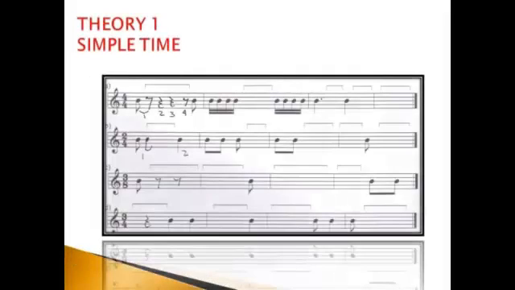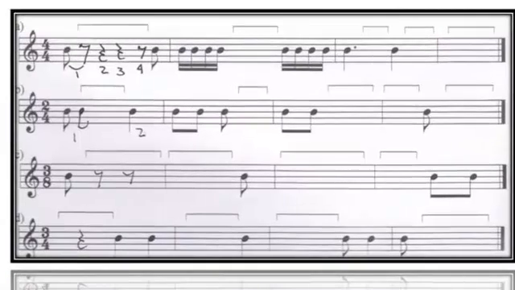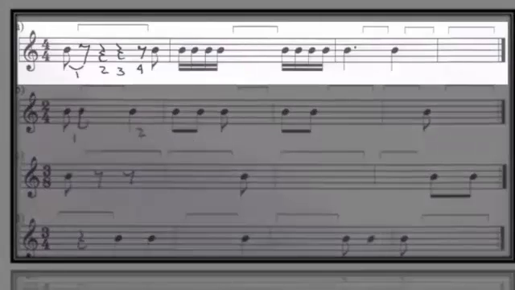Here we have to add rests. Remember, when we add rests, we always start with the smallest rest value and move to the larger rest value, but we also must complete each beat. So in the first example, what's given is an eighth note at the beginning and an eighth note at the end.